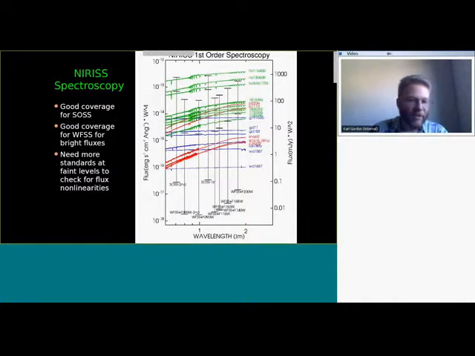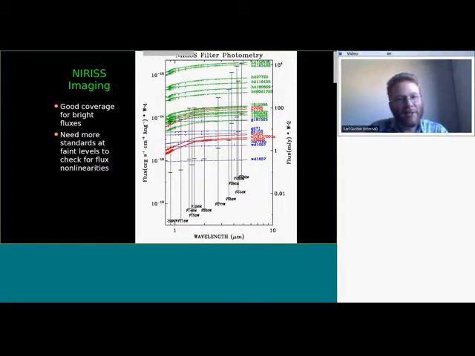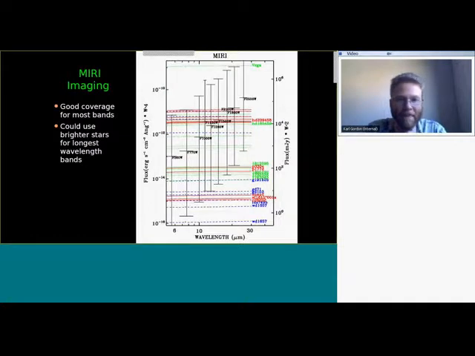Spectroscopy. This is pretty good coverage for SOSS, the single object slitless spectroscopy mode. These two here. But for wide field slitless, again, just like NIRCam imaging, we're missing sources at the fainter end. So we now have 2 instruments that need sources at the faint end. Imaging is similar. It's not meant to be a regularly used mode. It's a similar imaging, similar kind of detector as the NIRCam imager, so it has the same issue. Fainter means we need more fainter sources.